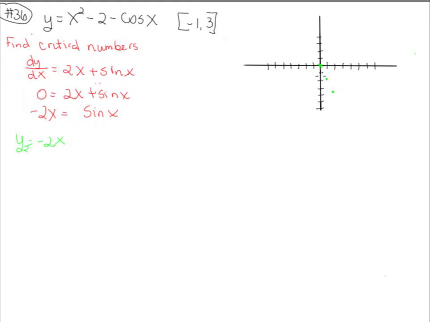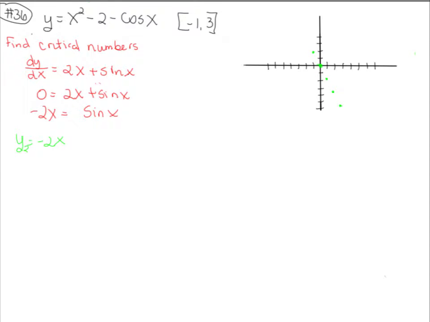So we're going to graph negative 2x in one color on this graph here, and then I'm going to graph sine of x in another color. And what we're going to be looking for is, when does sine of x intersect with the graph of negative 2x?